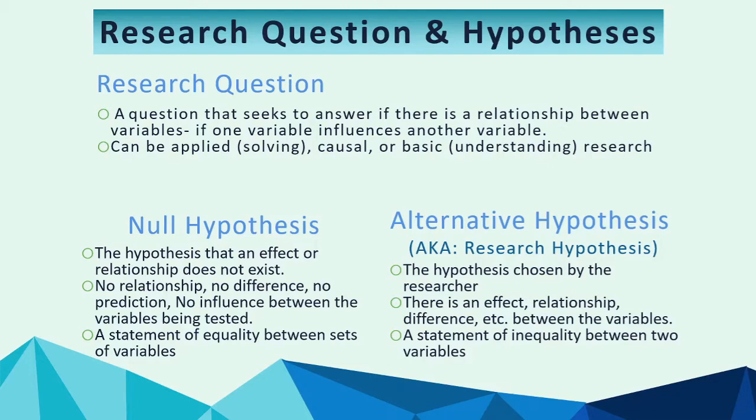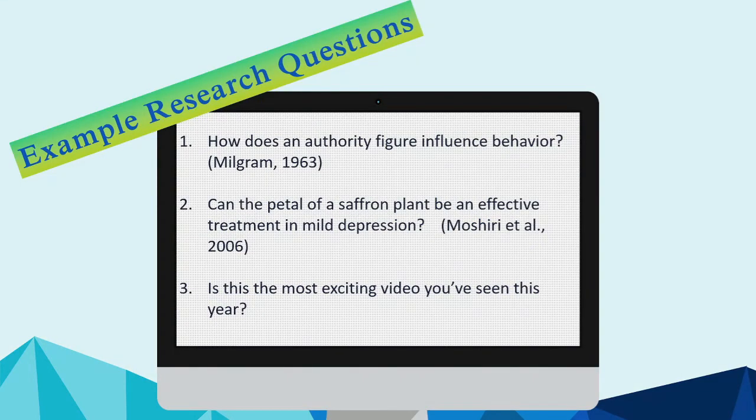Another way to think of the null hypothesis is it's the statement of equality between the sets of variables. So they're saying that the variables are similar or equal. They're not different from each other. Or, of course, the alternative to that would be it's a statement of inequality between the two variables. Let's look at some examples.